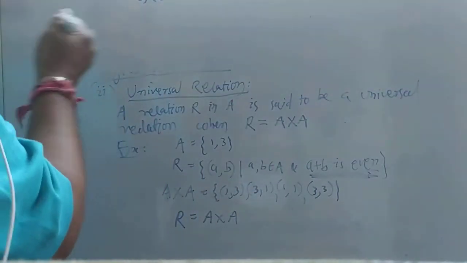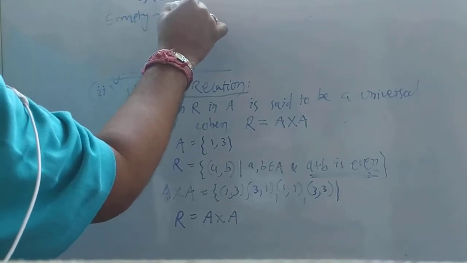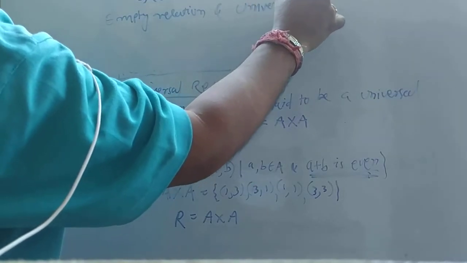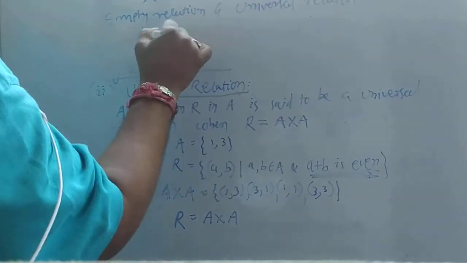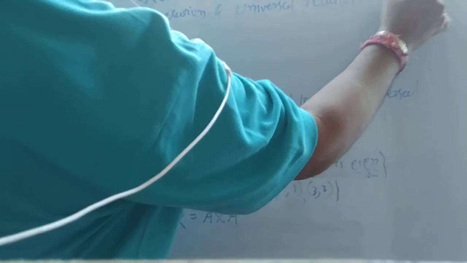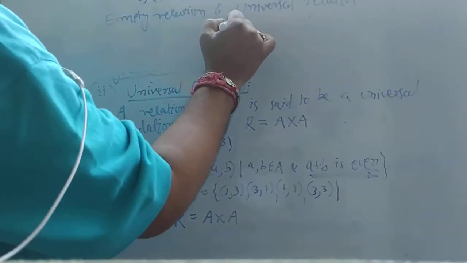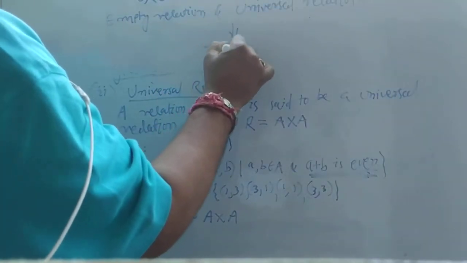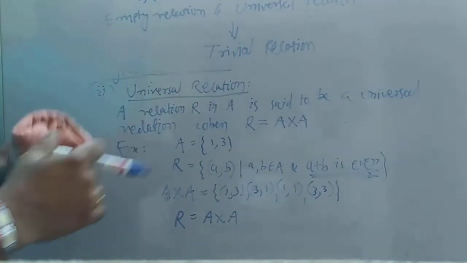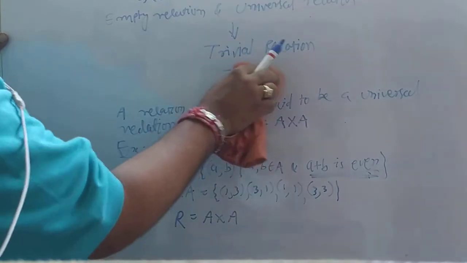Now both the empty relation and the universal relation are called trivial relations. Okay, both empty relation and universal relation, they are called trivial relations.